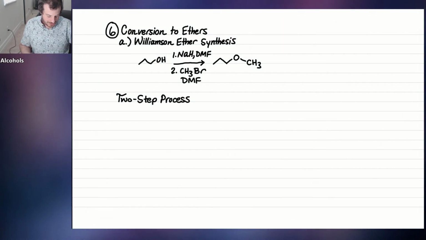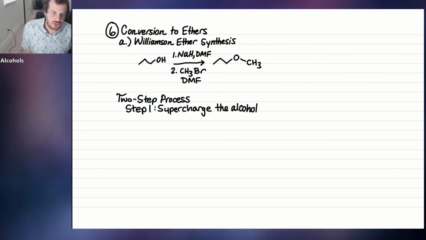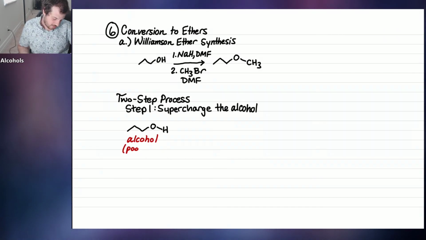Okay. Step 1 is all about supercharging the alcohol. If you remember, alcohols don't do SN2. Alcohols are poor nucleophiles, so they make the SN2 column N/A when you try to do an SN2 reaction with an alcohol as your nucleophile. So here's our alcohol, and it is a poor nucleophile. Okay?